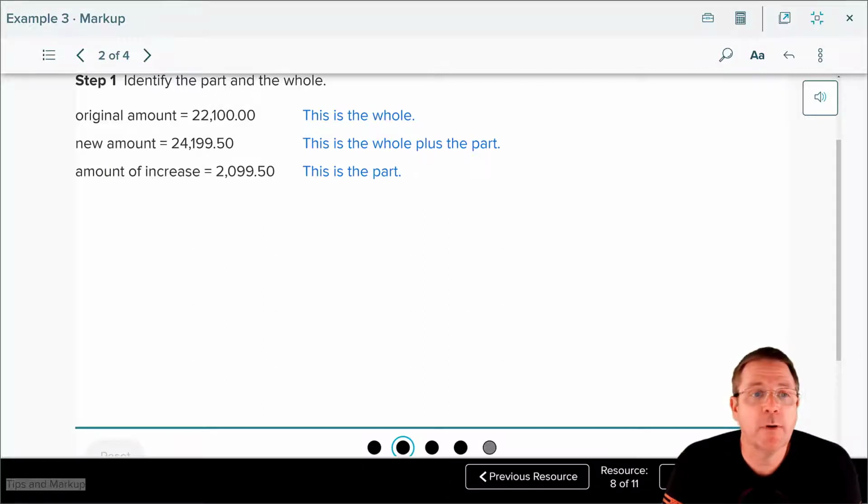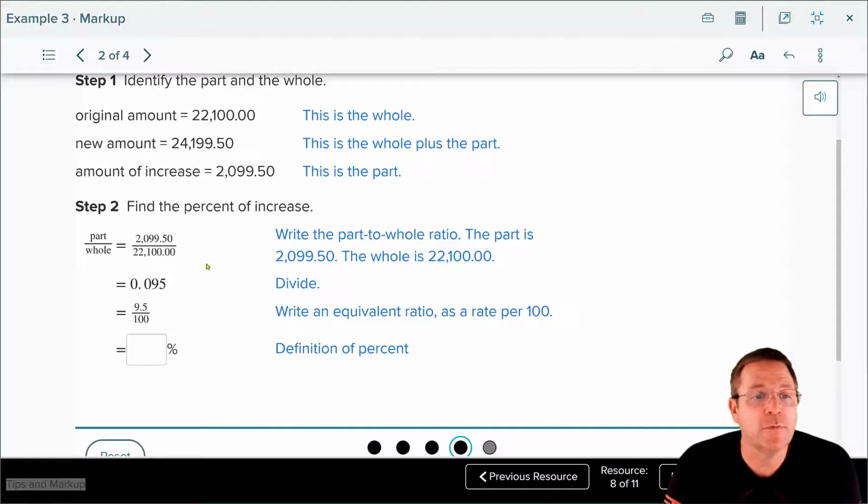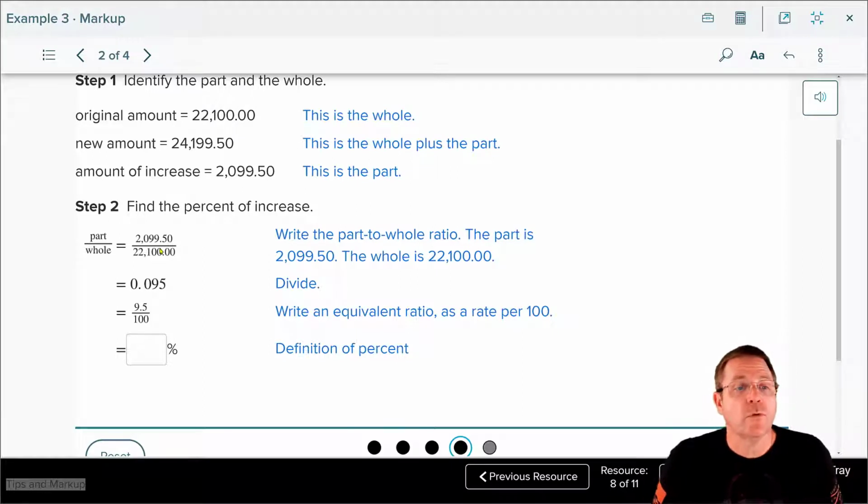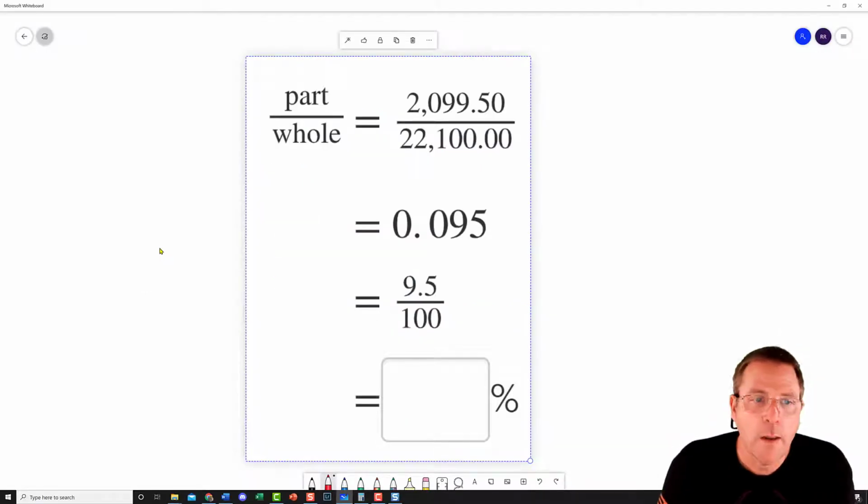Now we're going to have to set up a ratio comparing the part to the whole to find the percent of increase. Now they just threw a whole bunch of stuff down here. Don't panic. We're going to work our way through this together. All right? Slow down. Hold on. All right, let's start into it. Don't panic, guys. This stuff's easy.